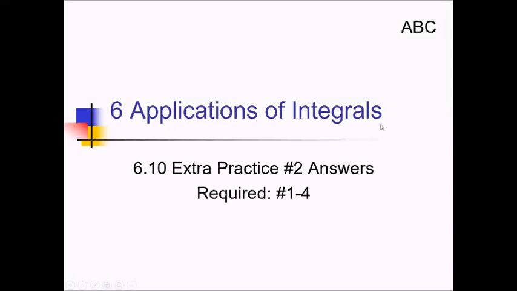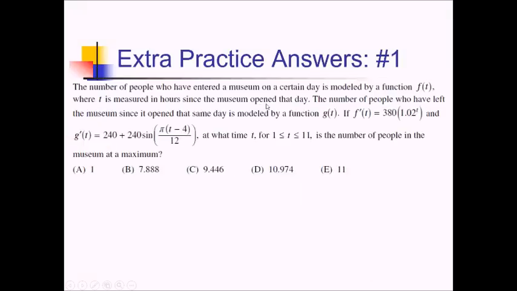Hi there, Mr. Sutton here, bringing you the AB Calculus 610 Extra Practice Number 2 solutions on rate in, rate out. For this problem, we have the number of people entering a museum being modeled by the F function, and the number of people who have left since it opened on the same day is the G function.